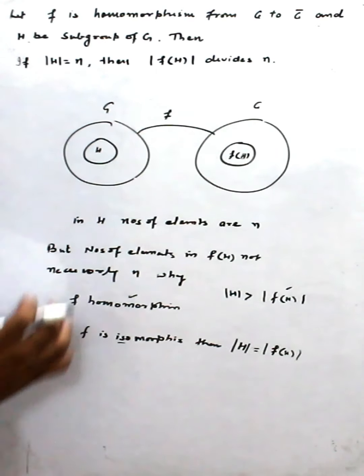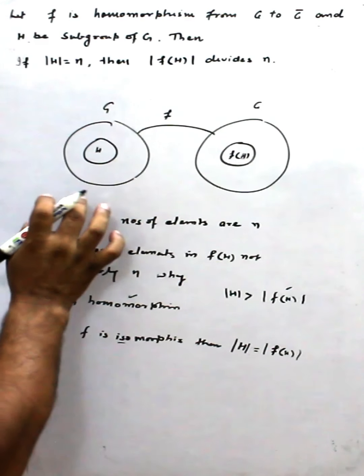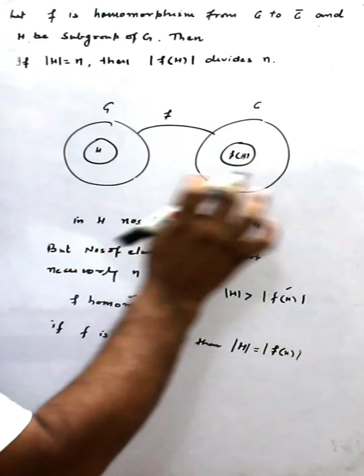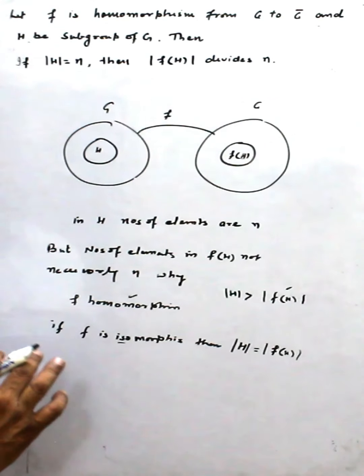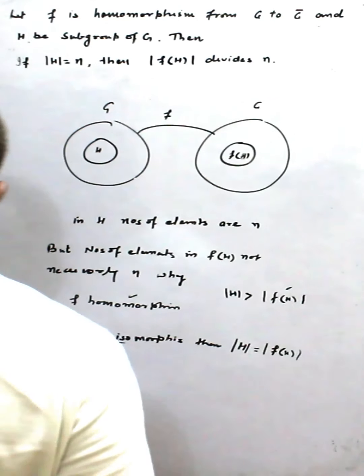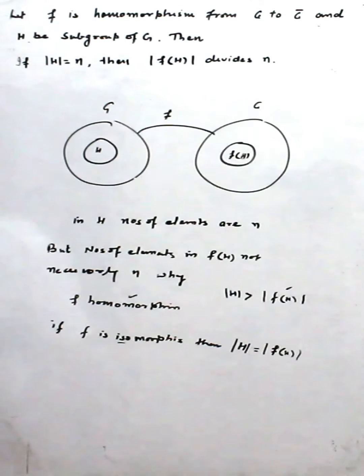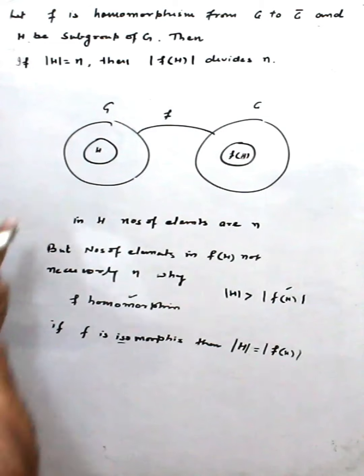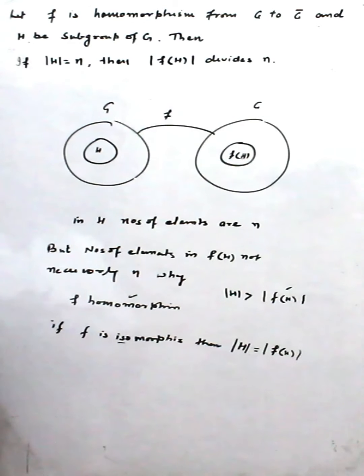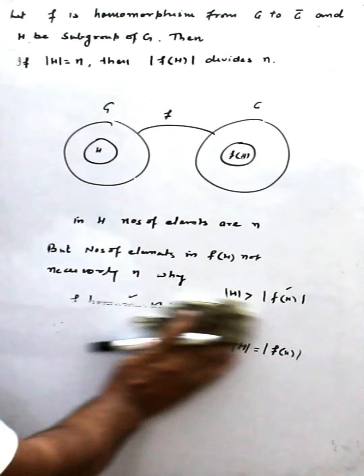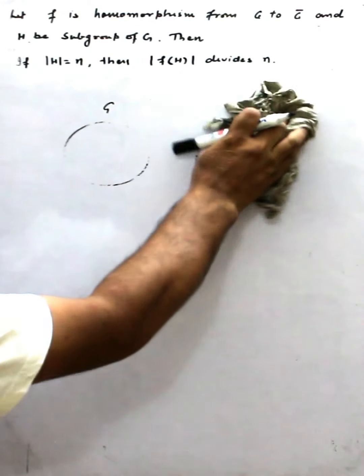So sometimes in the case of a homomorphism, two elements can go to the same element. That means if some elements go to the same element, in this case we have to study its kernel. There is a kernel that we have to check. So the first thing, because we have to check the number of elements in F(H), we consider the restriction of F.